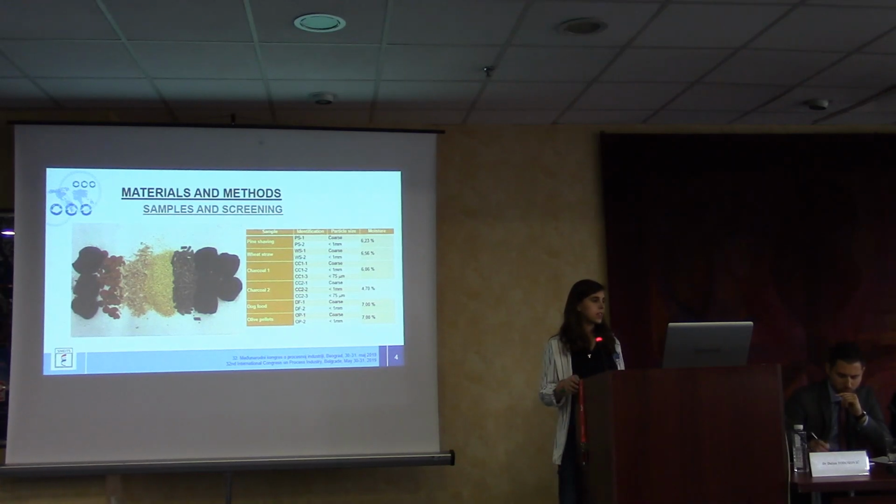The materials that we have used are 6 different samples, which include 2 different charcoals, 3 different biomasses, pine shaving, wheat straw, and olive pellets, and also dog food. We have used those samples because they are always stored in huge piles, and they are transported in huge amounts, so they have a tendency to do this self-ignition process.